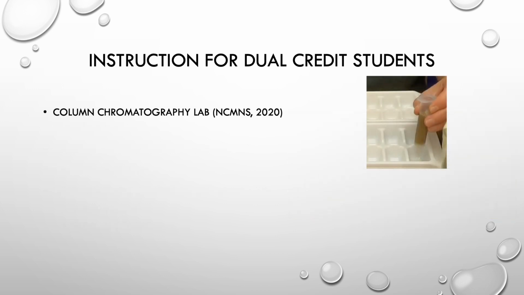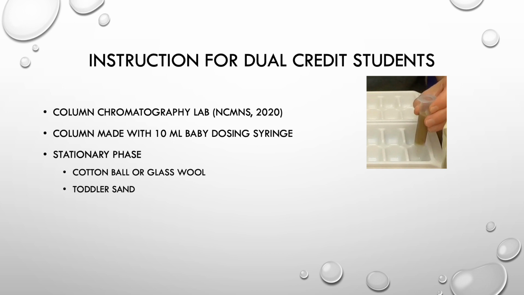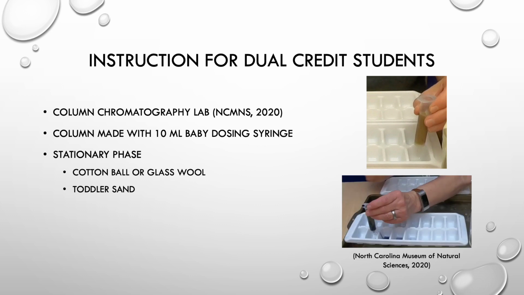Moving on from there, I found a lab that is a homemade column chromatography lab. The column is made with a 10 milliliter baby dosing syringe, a stationary phase, cotton ball or glass wool shoved into about 1 milliliter of the base, and then wetted, and then tamped down. Toddler sand is clean, it's very fine, it doesn't have any impurities, so you add toddler sand up to about the 8 milliliter mark, and then wet it down with water. Finally, the mobile phase that would be used is 70% isopropyl alcohol.